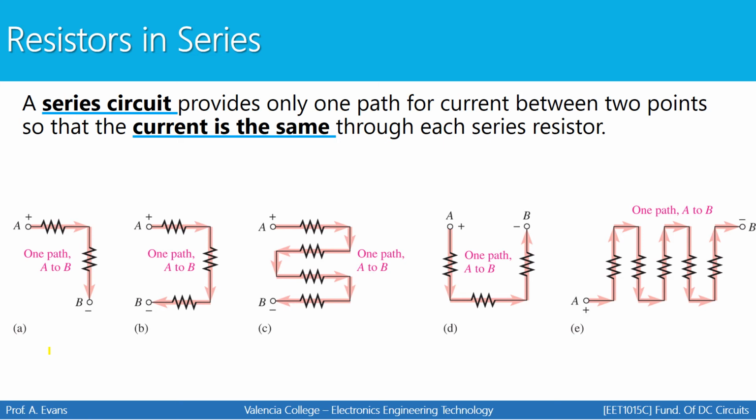It doesn't matter the orientation that the resistors are laid out. So for example, in image A, there's one path for current to follow. So this is a series circuit. If you look at picture B, there's also one path because current will flow from the positive terminal through the first resistor, then the second, then the third. There's only one path to take, so that is a series circuit. The third example, again, there's only one path. Current will begin here and flow through each resistor one at a time.